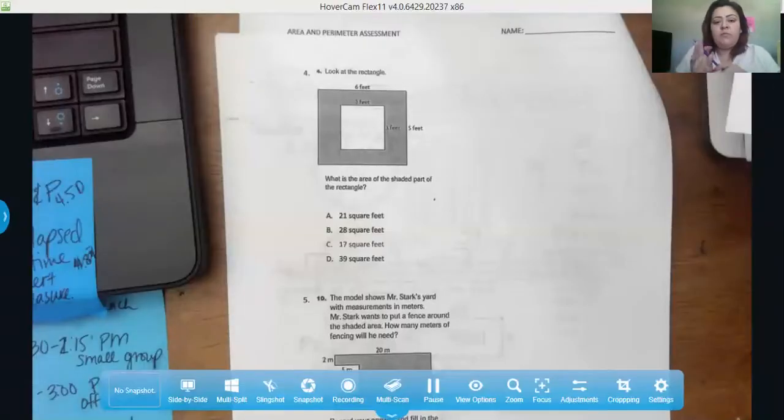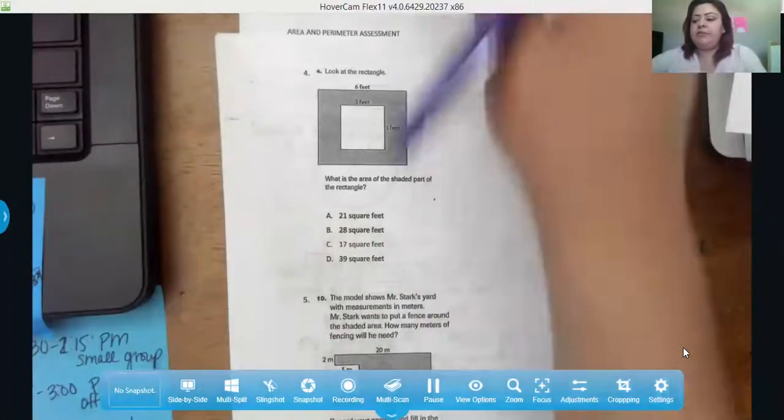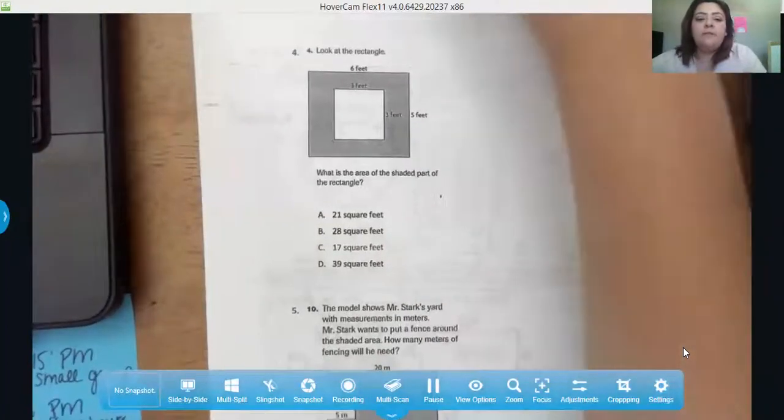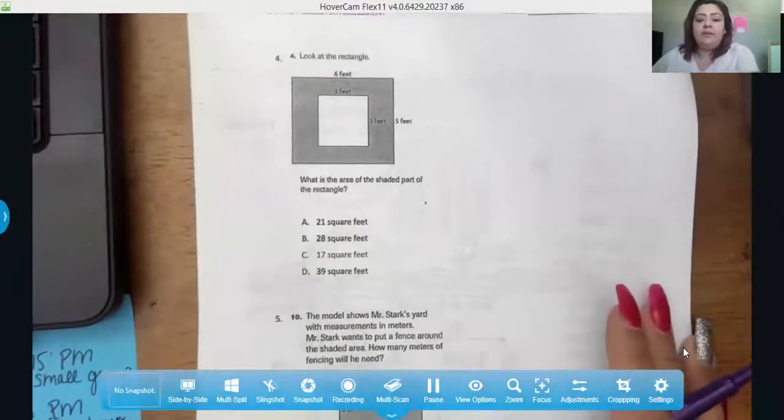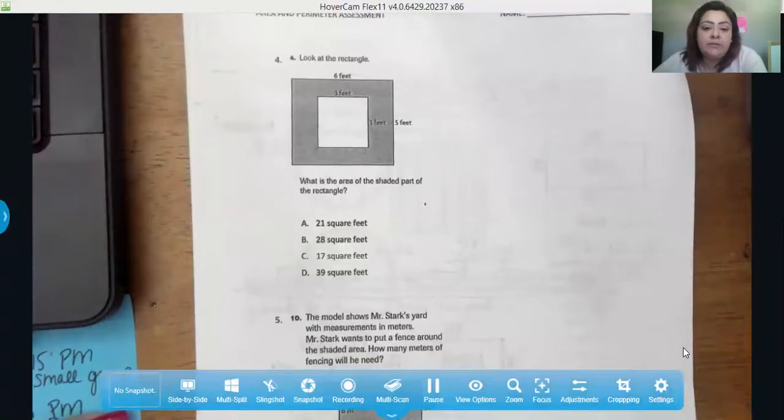I'm going to go ahead and put this up so you guys can see what we're looking at. All right, there we go. So don't mind all my extra stuff. I thought I would get us started here with this first problem. It tells us to look at the rectangle. What is the area of the shaded part of the rectangle?